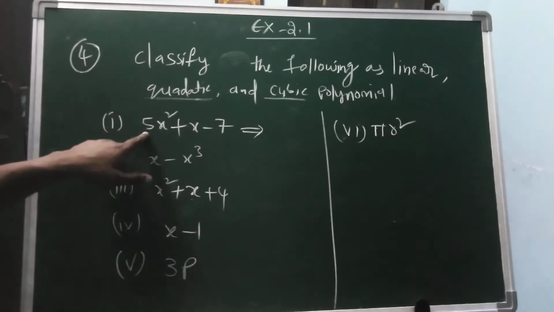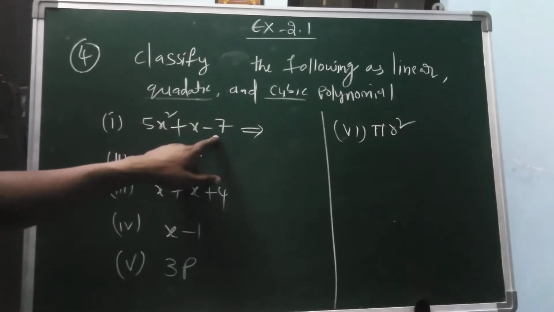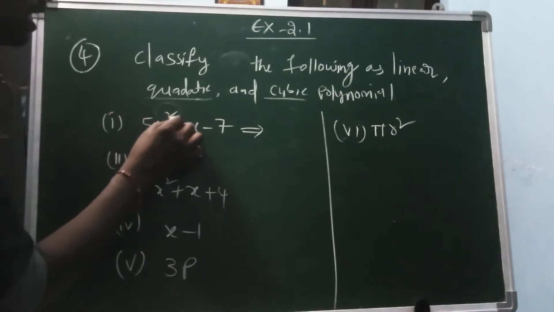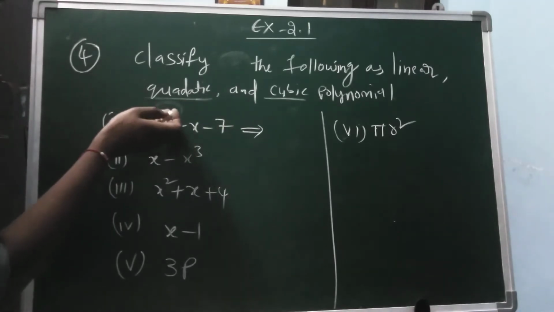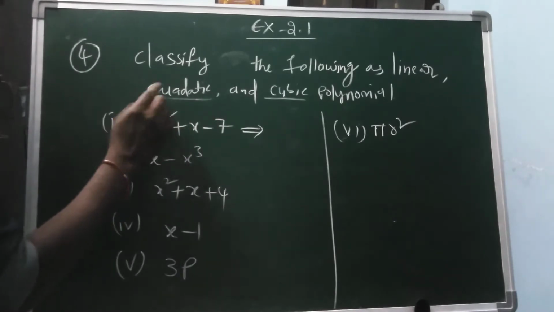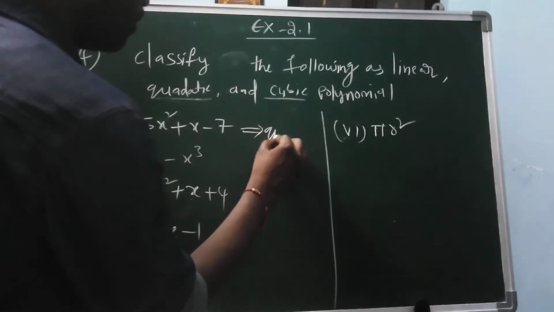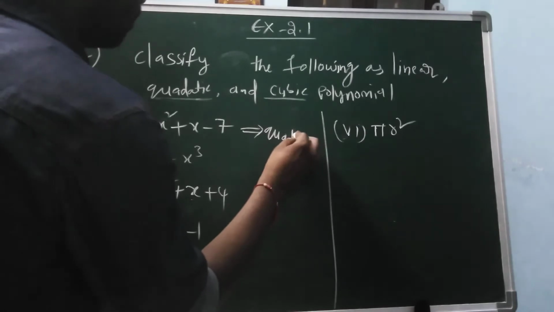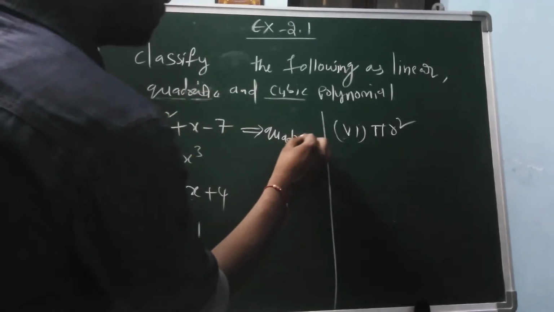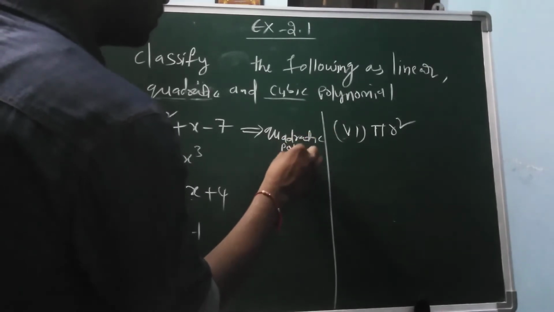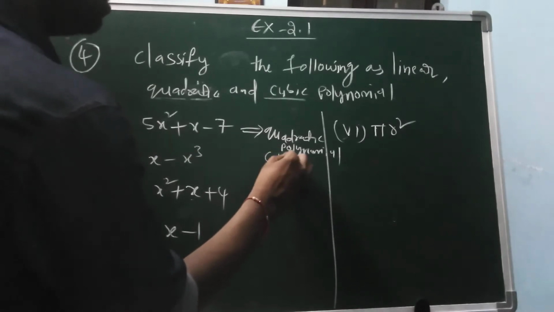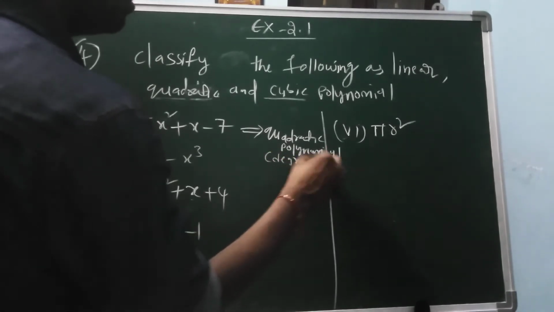The first problem is 5x square plus x minus 7. Here the highest degree is what? 2. The highest degree of the polynomial in this equation is 2. That means it is a quadratic polynomial. Write down like this, degree 2.